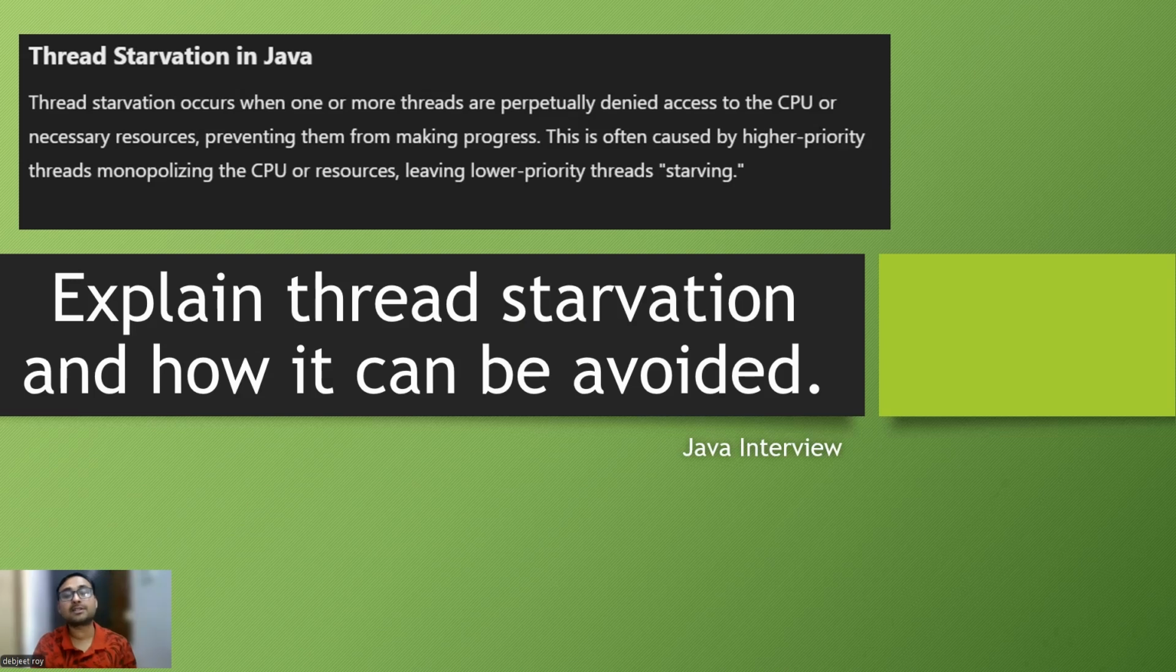This is often caused when high priority threads monopolize the CPU resource. The lower priority threads remain there without any use. That means they are starving for the task, but we are not providing them the task because access is denied. This process is called thread starvation.